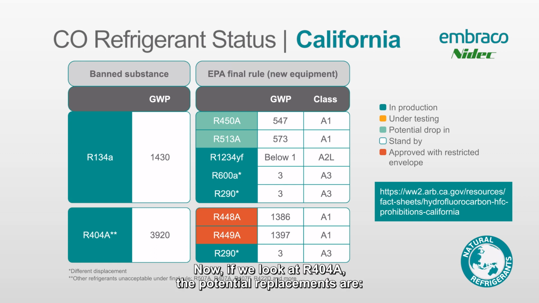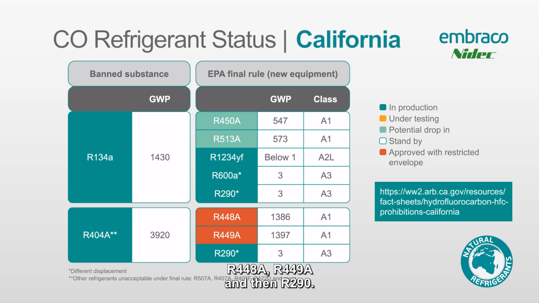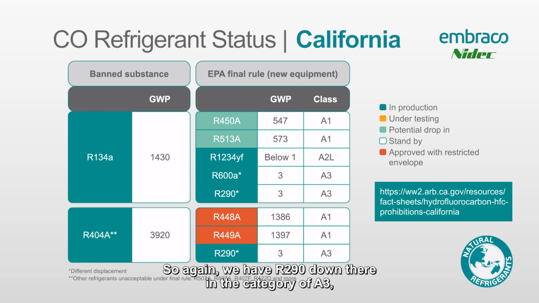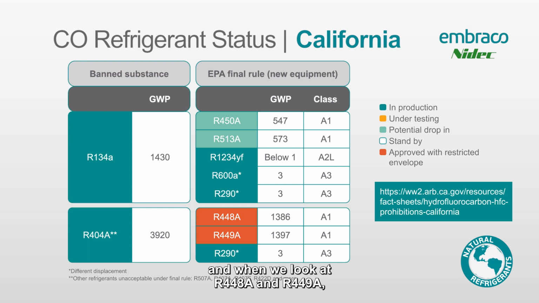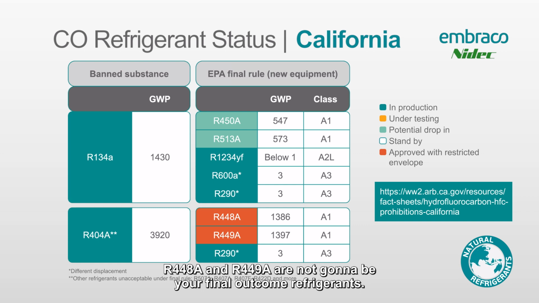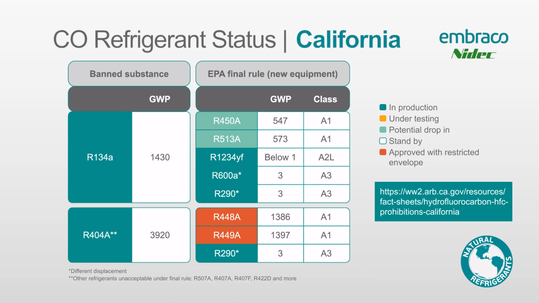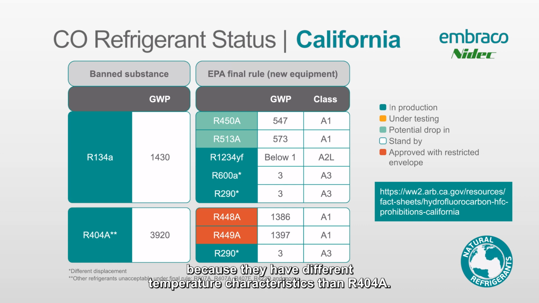Now if we look at R404A, the potential replacements are R448A, R449A, and then R290. So again, we have R290 down there in the category of A3. When we look at R448A and R449A, they still have very high global warming potential. R448A and R449A are not going to be your final outcome refrigerants. They're likely to just be interim refrigerants that we use in the meantime as we bridge the gap from what we used to use to full-time flammable refrigerants. Those gases will likely be banned very quickly by states like California and Washington. They're also not exactly drop-ins in the same way that R513A is for R134A. Those have restricted envelopes because they have different temperature characteristics than R404A.